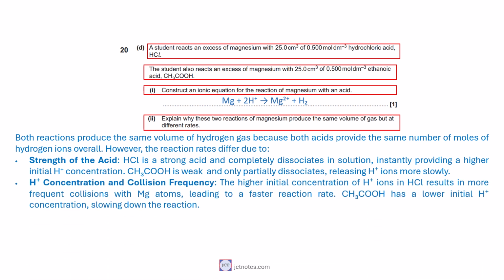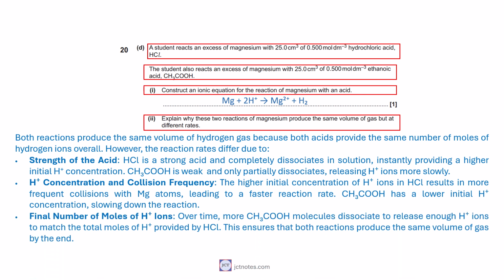Proton concentration and collision frequency. The higher initial concentration of protons in hydrochloric acid results in more frequent collisions with magnesium atoms, leading to a faster reaction rate. Ethanoic acid has a lower initial proton concentration, slowing down the reaction. Final number of protons. Over time, more ethanoic acid molecules dissociate to release enough protons to match those provided by hydrochloric acid. This ensures that both reactions produce the same volume of gas by the end.